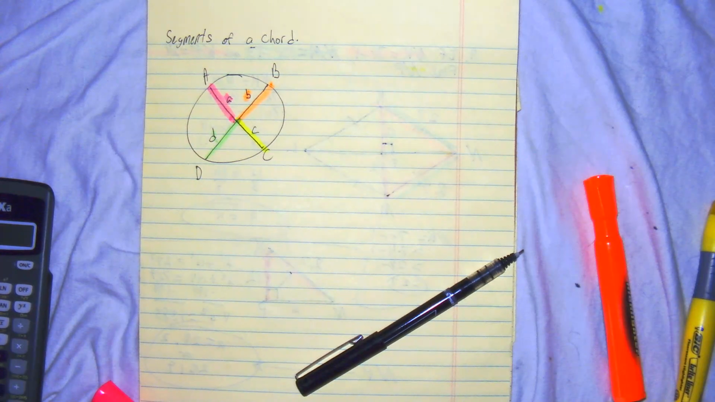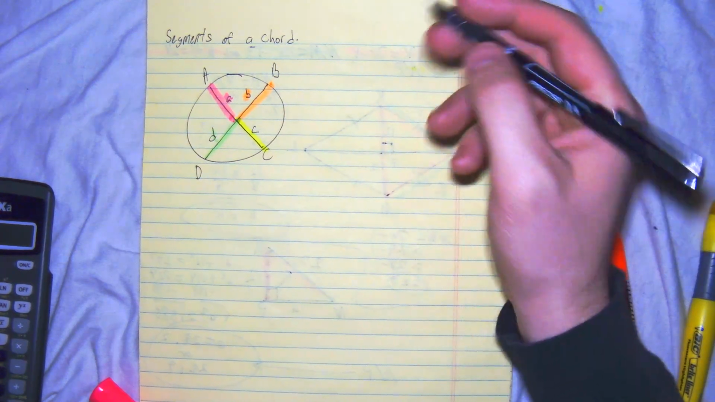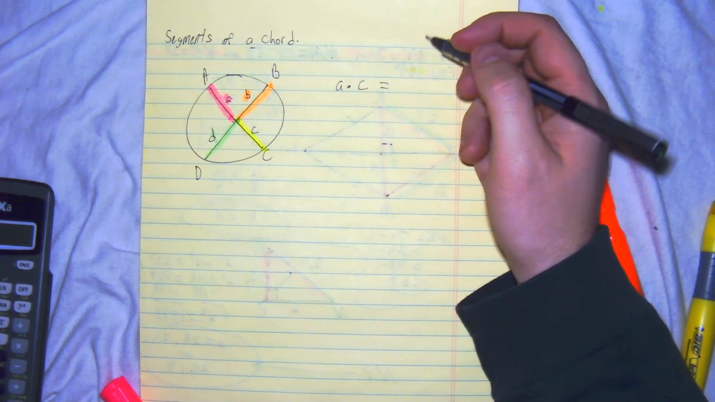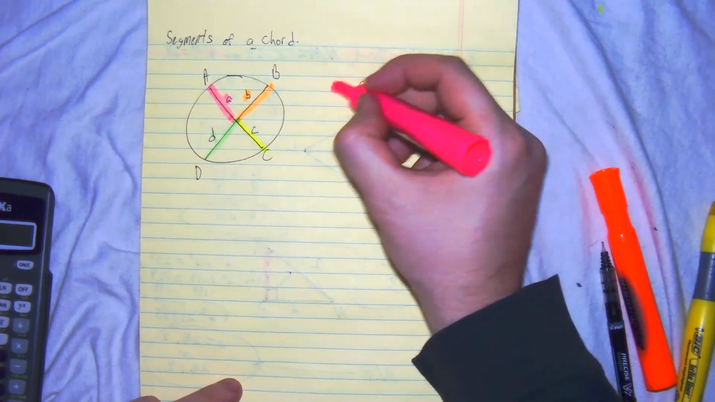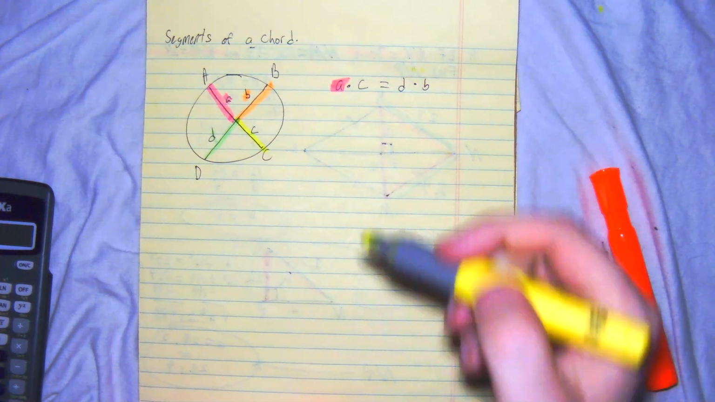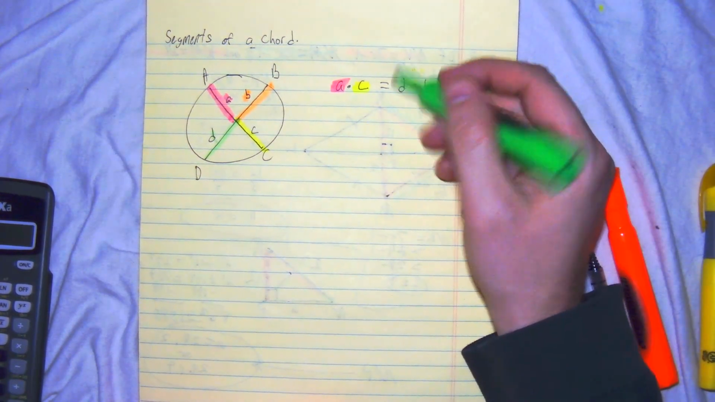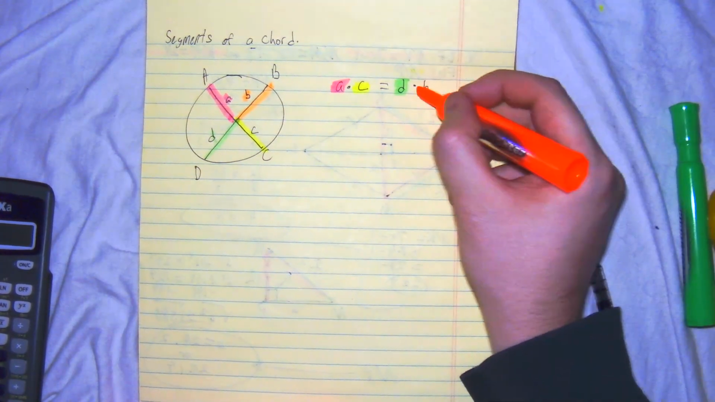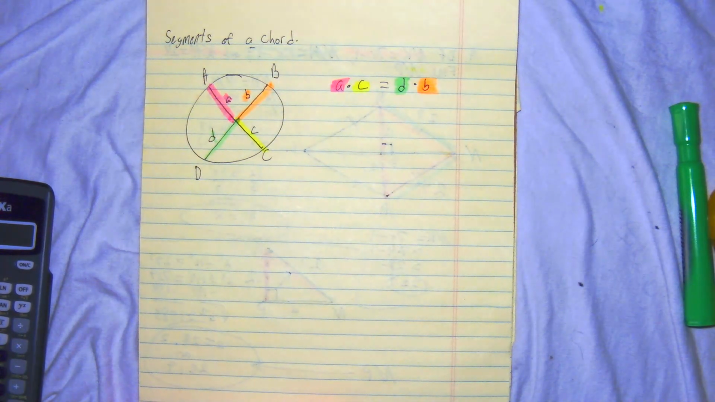Alright. So, by the theorem, we have the following: A times C is equal to D times B. So what that's saying is A is going to multiply by C, and then D will multiply by B. Alright, so that's the formula for it. Let's do an example, and we'll move on forward.